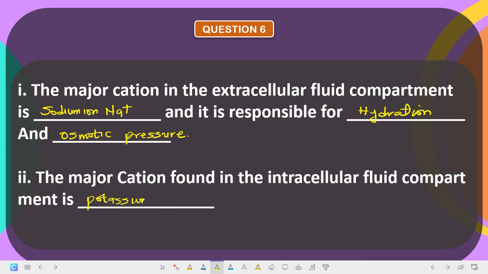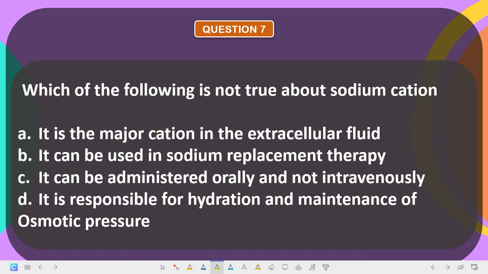Potassium cation or potassium ion. We can take it as K+. So for intracellular fluid, you have the potassium ion, while for the extracellular fluid, you have what? The sodium ion. Okay, now, which of the following is not true of sodium cation?